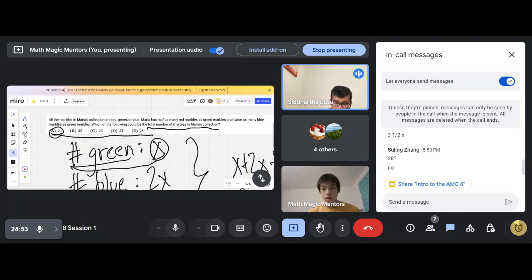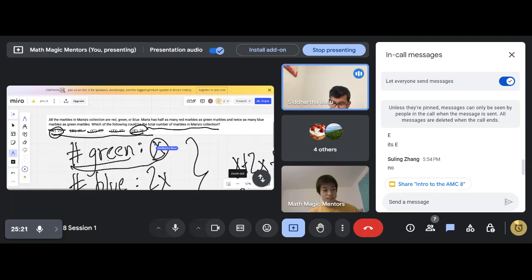24 can't be one of the answer choices because 24 is not divisible by 7. We need the total number of marbles to be divisible by 7, right? Is 25 so as well? No. So you can cross out all these options, because 25 is not divisible by 7, 26 is not either, and neither is 27. So the only answer choice we're left with is E.